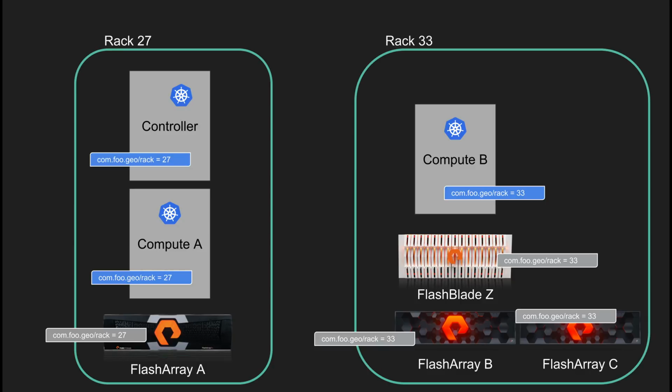But if we want to add in some additional things, we could go label them and say that, okay, everything's on rack 27, rack 33. We can label the arrays. We can label the FlashBlade. But that's not really a great way for a developer to use this. If I'm deploying an app, I don't care about the rack.